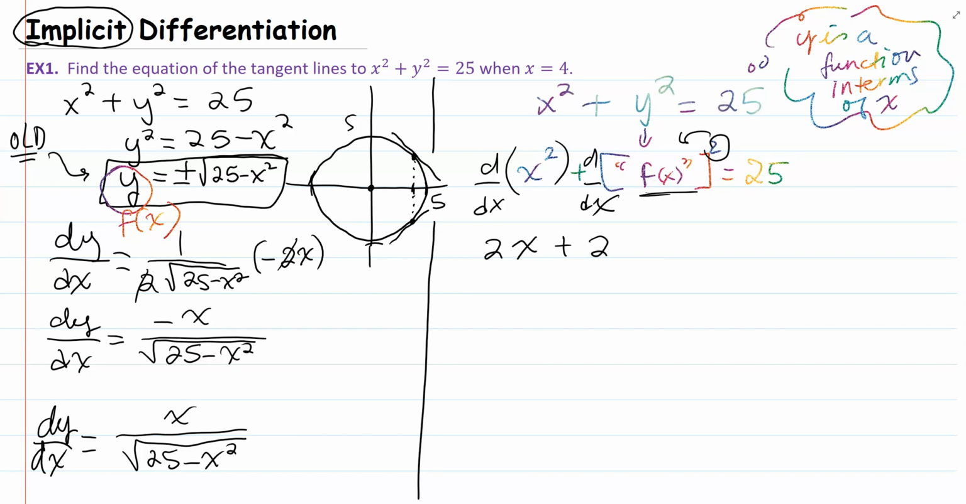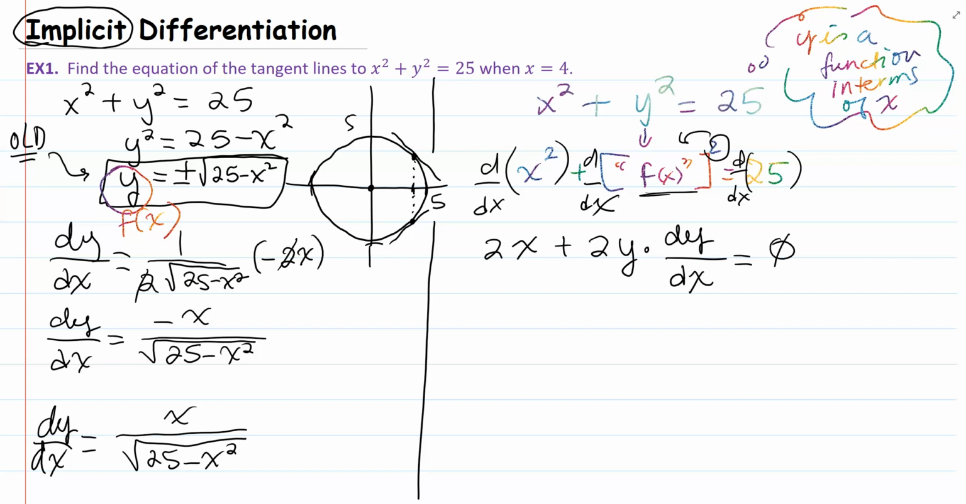You will have 2f(x), which is y, multiplied by the derivative of f. And the derivative of y really is dy/dx, which is equal to the derivative of 25, which is 0. Okay, so that's a little implicit differentiation for you.